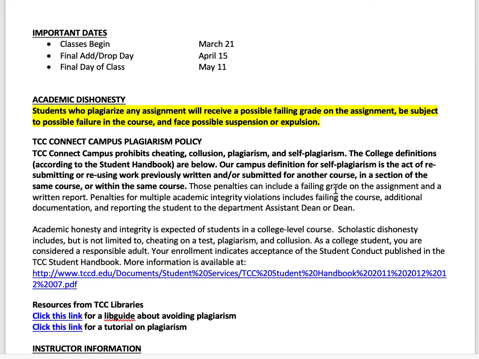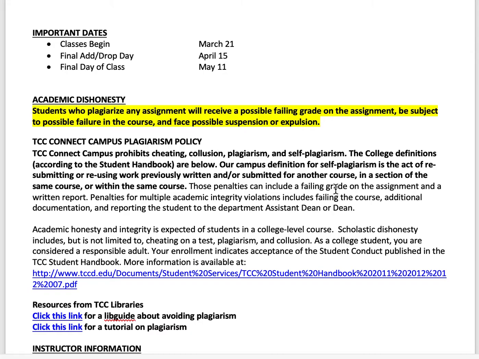Just at a high level, a PSA on academic dishonesty: please don't do it. Don't plagiarize. It's very simple. If you plagiarize, you can fail the assignment, you can fail the course, you can face repercussions from the college, you could be kicked out of extracurriculars, you can even be suspended or expelled from the college. None of this is worth a max 3 or 4 page paper. That is what can happen if you plagiarize.